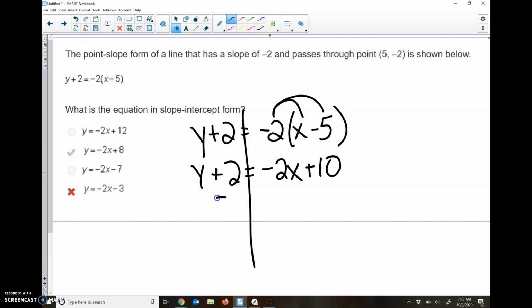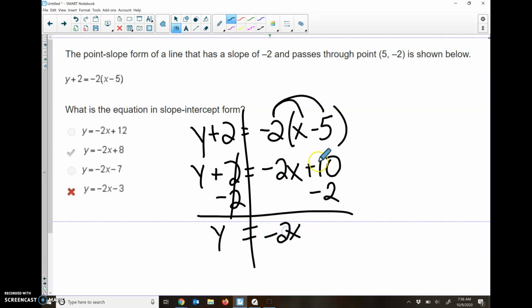Same thing, it says y plus 2. I'm always going to do the opposite. So the opposite of adding 2 is subtracting 2, and I'm going to do that to both sides. So y equals -2x, and 10 minus 2 is 8. So there's my answer there.